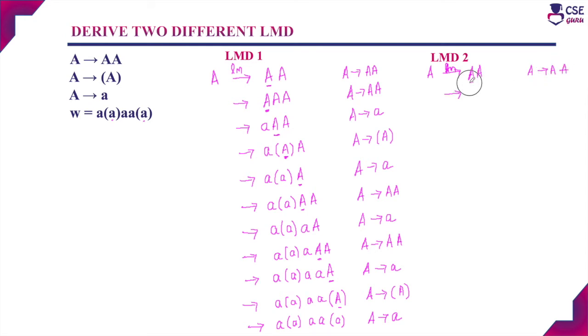Choose the leftmost non-terminal and apply the production rule. We need to get the input A. So we will apply the production rule A derives A. Only one non-terminal is there. We will apply the first production rule, A derives AA, since we need to get some more A in the string.